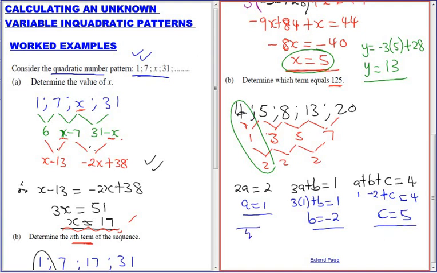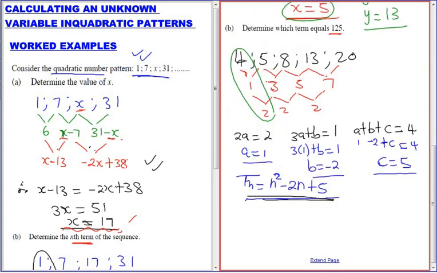So getting the general term here is not going to be difficult. Your a is 1, so it's 1n squared plus bn, which will be minus 2n plus 5, like that. That would be our general term. But, well, we were not asked for the general term. We were asked where 125 is. So you have to come to Tn and substitute 125 there and solve the equation. That is all you do with that.